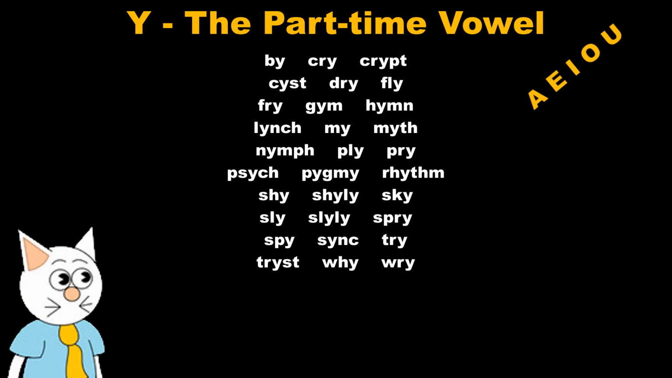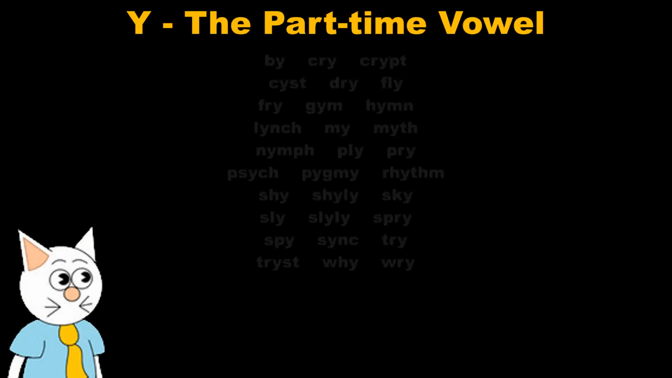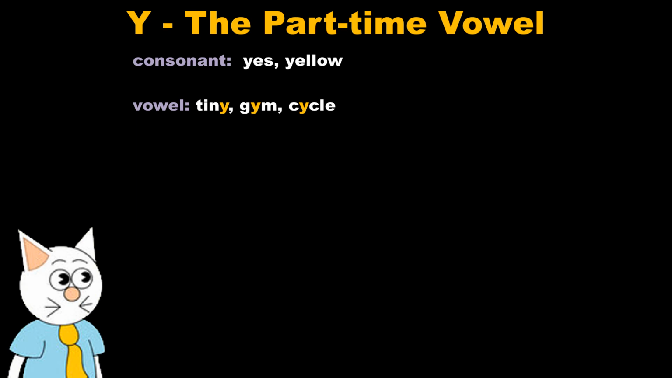In spelling, Y can either represent a consonant or a vowel. When it is a consonant, it is pronounced Y, as in yes or yellow. When it is a vowel, it can be a long E, a short I, or even an I.